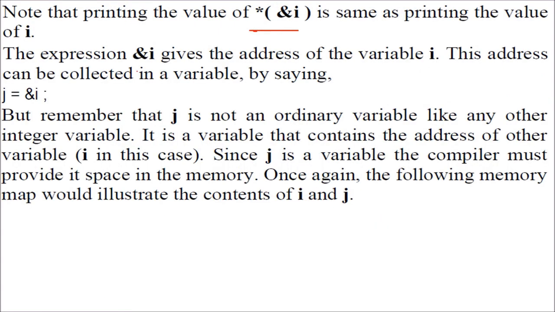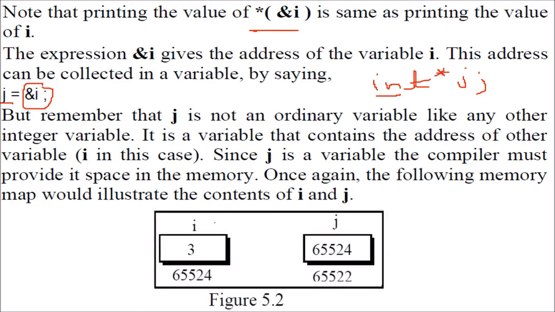Now one more thing you can do. j is equal to &i. j is not an ordinary variable. j cannot be just int j. It cannot be like that, because it is taking the address. And this address is entirely different from the value. So it has to be *j.